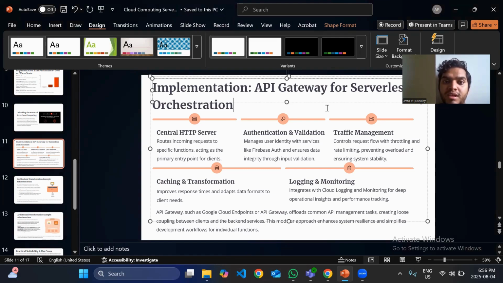If they are getting more calls than expected, then that IP is going to be blocked and no more requests are going to be accepted from that IP. So that is a kind of rate limiting. That is the concept of rate limiting, and the serverless orchestration function provides this feature to us.